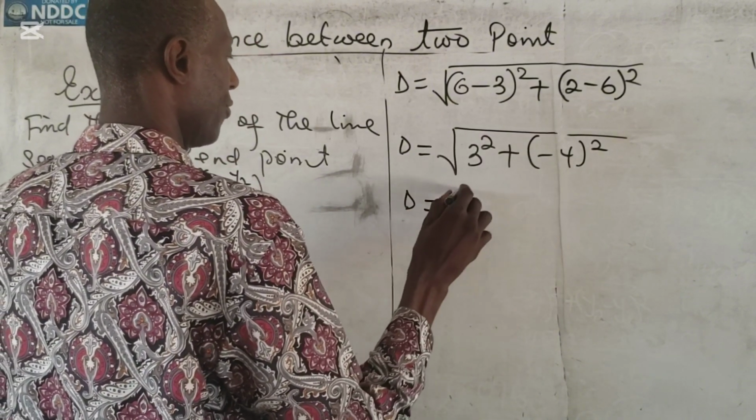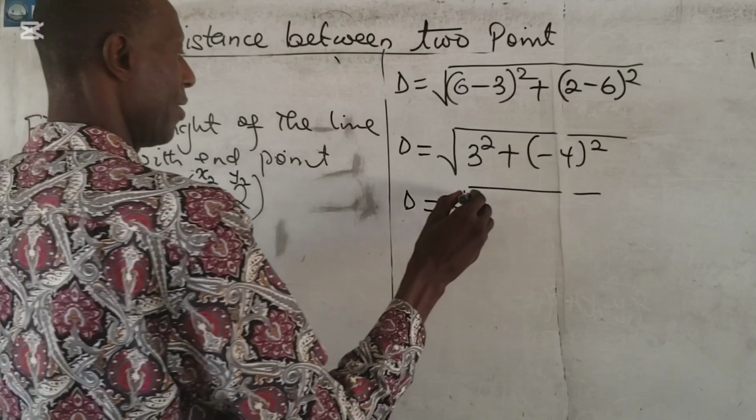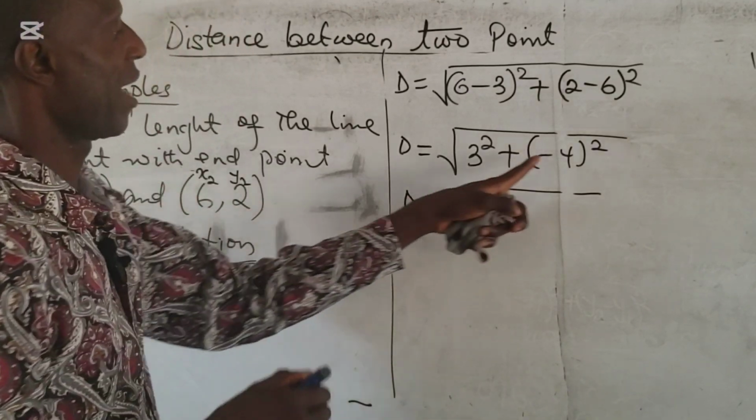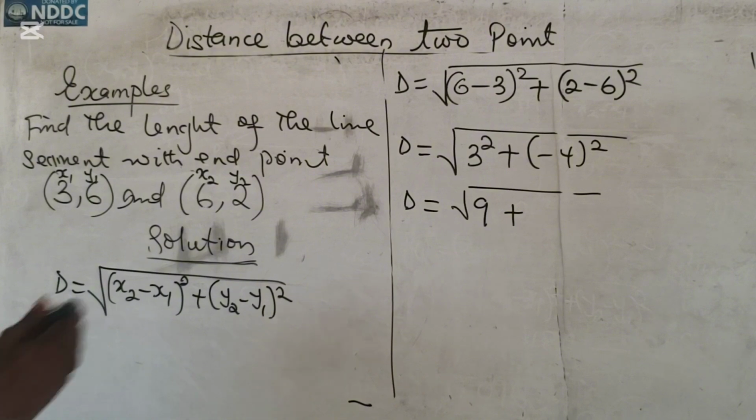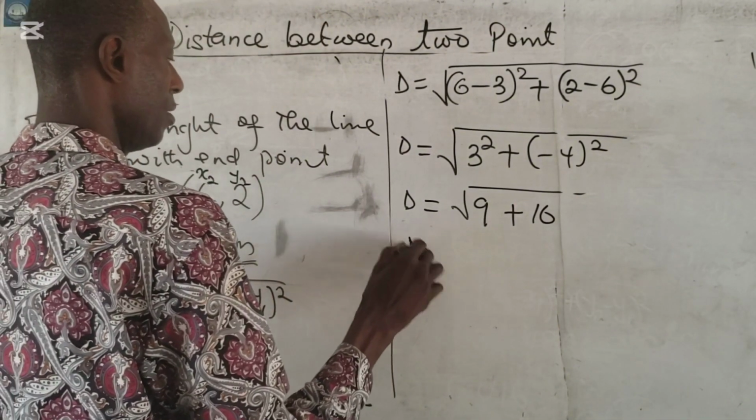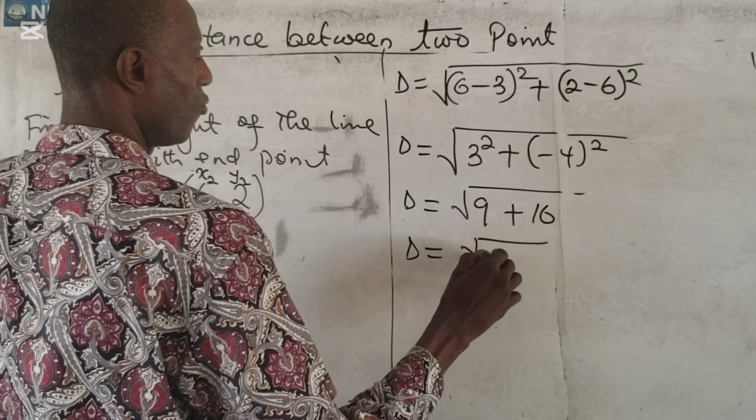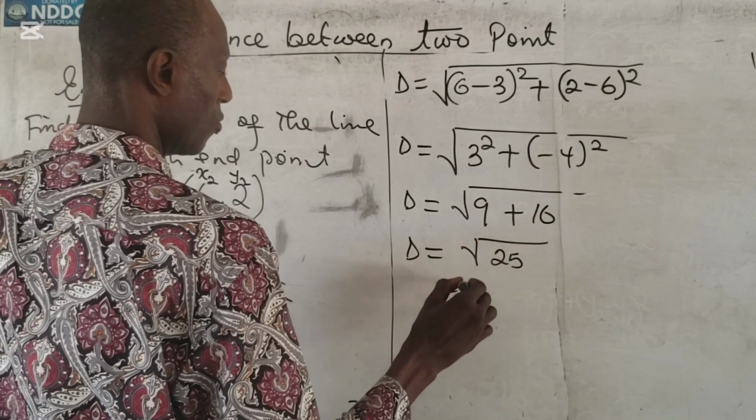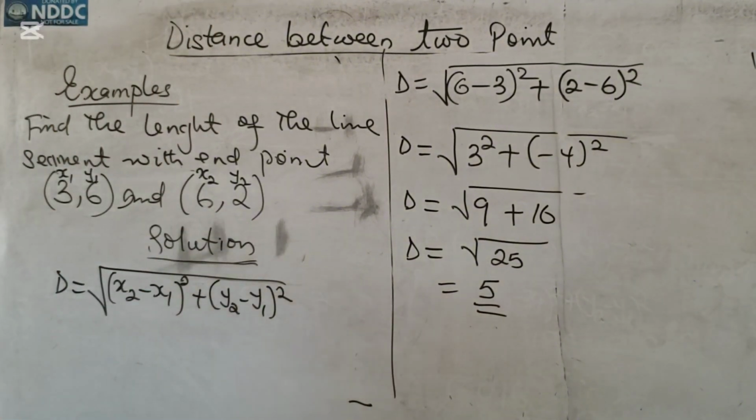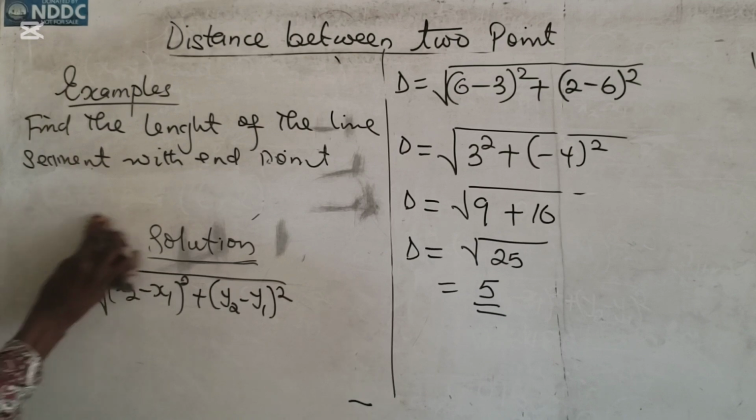So D now is equal to what is 3 squared? It gives us 9. Then what is minus 4 squared? It gives us 16. So now D, what is 9 plus 16? It is 25. And what is the square root of 25? It is 5. That is example number 1. So let's do example number 2.